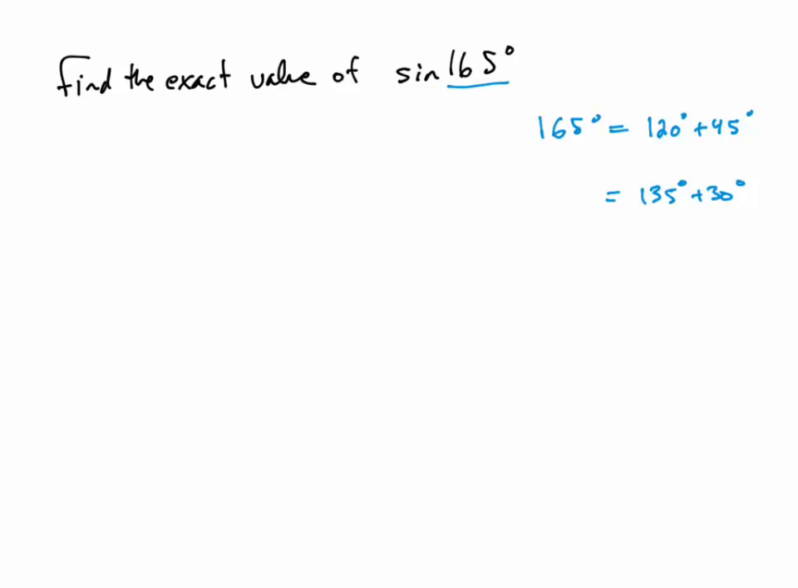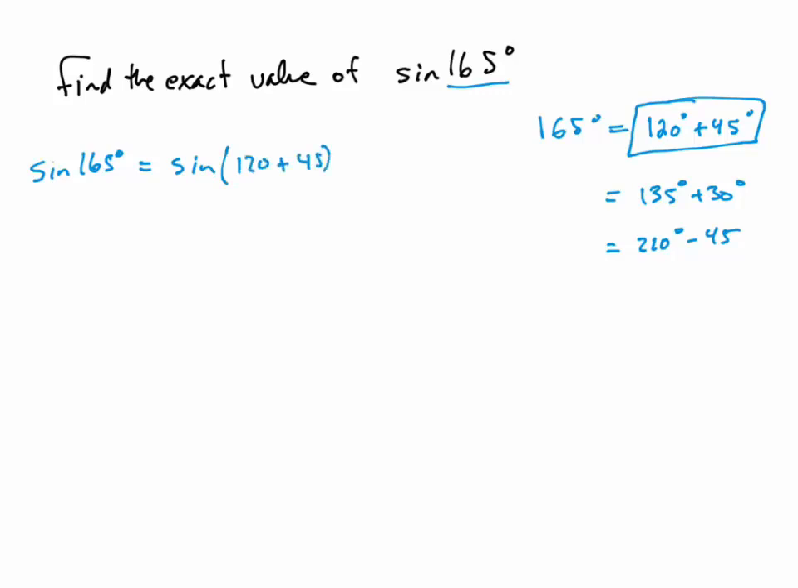We could also write this as a difference. So we could say 210 degrees minus 45. That would be possible, and then we could keep going. It doesn't matter which pair we choose. I'll just select the first pair. So we're going to say sine of 165 degrees, and I'm going to rewrite that as sine of 120 plus 45.